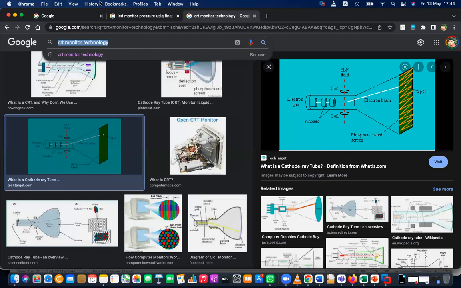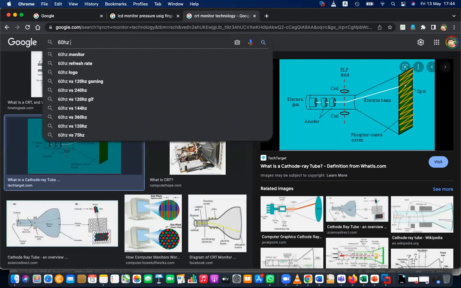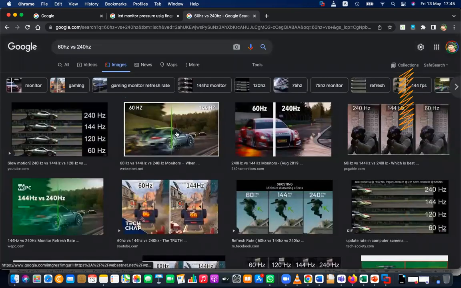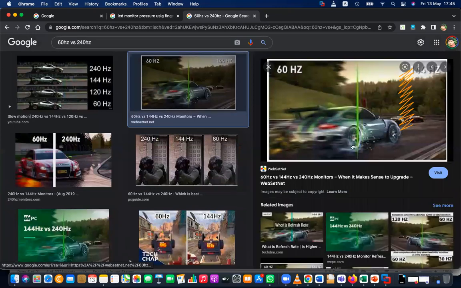So here you can see a 60 hertz refreshing rate versus a 240 hertz refreshing rate. Let's see. Especially in gaming, this is very important. If it is 60 hertz, you can see the image in a blurred way. But if it is like 240, or 144 here, you can see when you take a snapshot that there is no blurry effect.